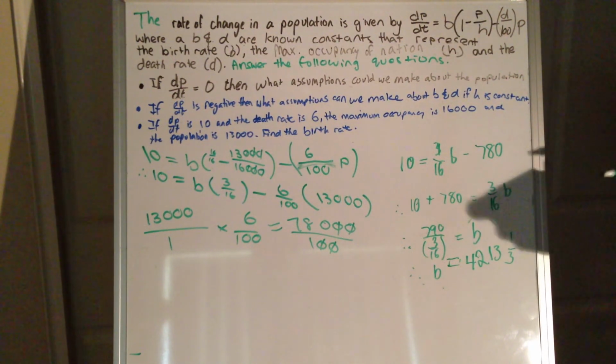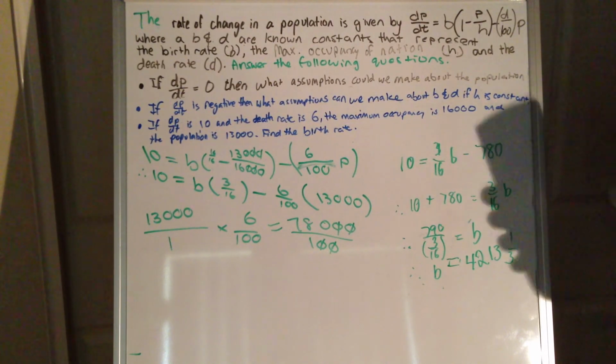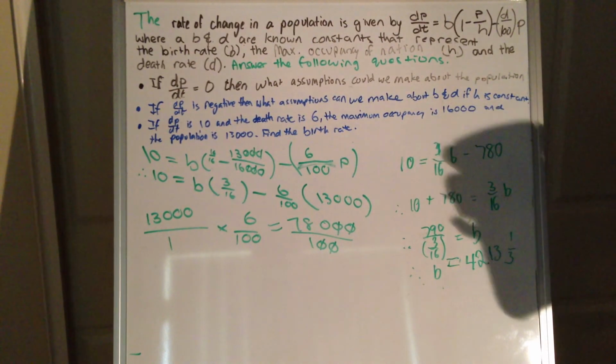But from that, we're able to say, well, the birth rate is obviously going to be reasonably high at 4,213 and a third. Okay, so now that we've done that, we may move on to different problems.